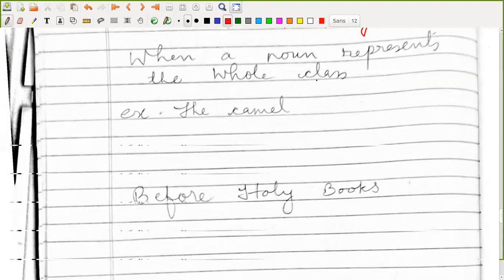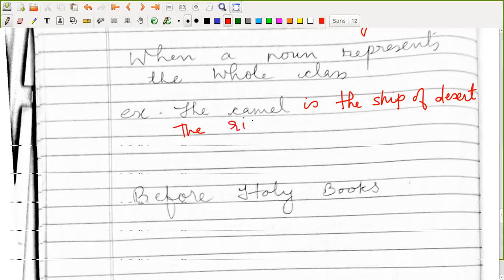Example, the camel is the ship of the desert. Because in the desert, the means of transportation is only the camel. You cannot have any other vehicles. Vehicles cannot run on the sand. So here you are talking about all the camels, not one particular camel. Here camel means the whole class of camels. When a noun represents the whole class, then you use the.